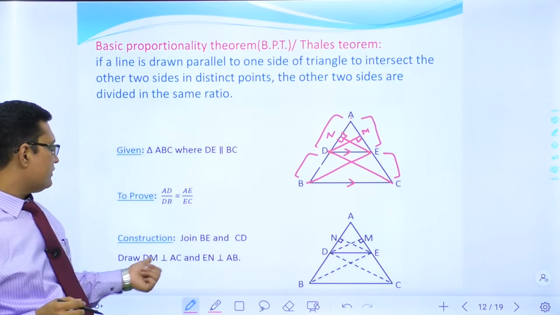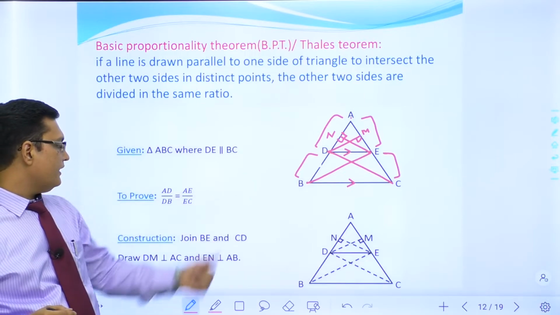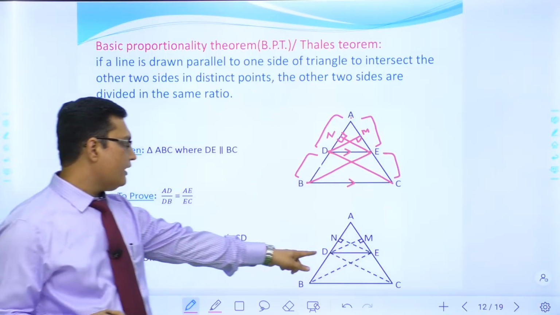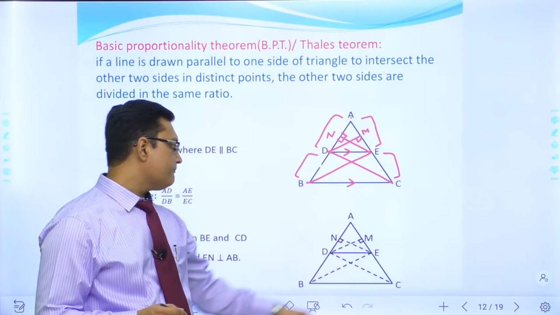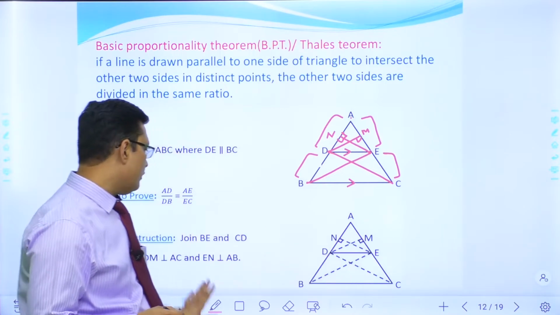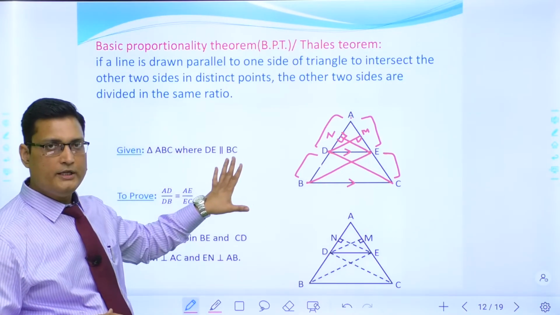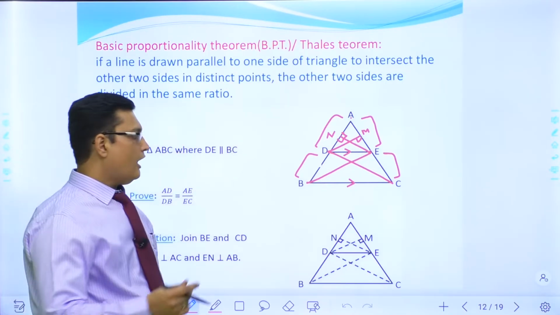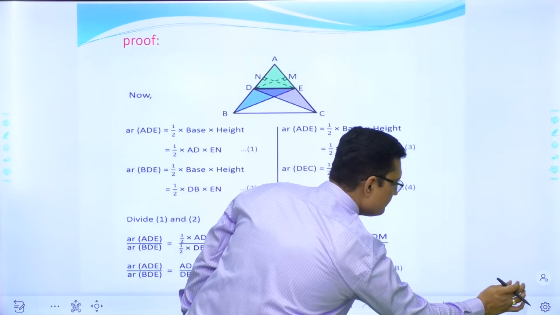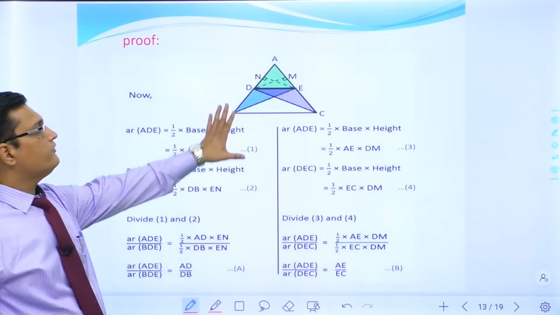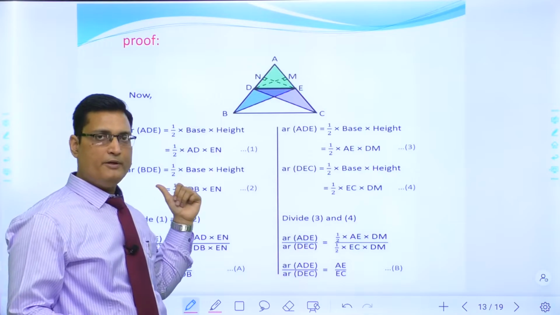So this is the construction part. Join BE and CD. DM is perpendicular to AC. EN is perpendicular to AB. I hope it is clear what construction we have made. Okay, now see its proof in the next slide. Here, this is the same figure that we have constructed in the previous slide.